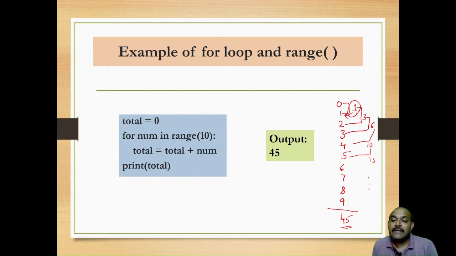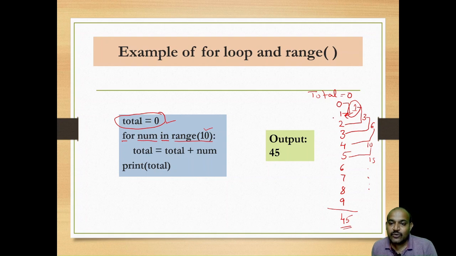We know we are adding the sum with the value of i. Let us initialize that as total. I have made initially total equal to 0. After that, I am going to use a for loop as usual. So, for is a keyword, num is a user-defined variable name, in is also a keyword, and range of 10, which means that I am going to consider from 0 to 9.